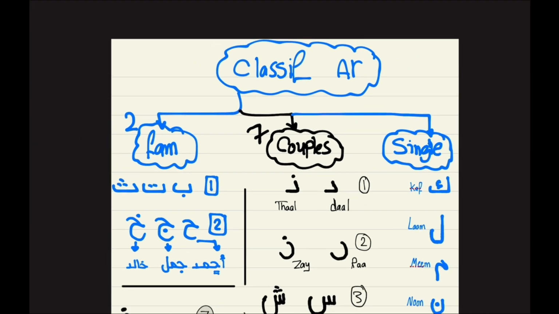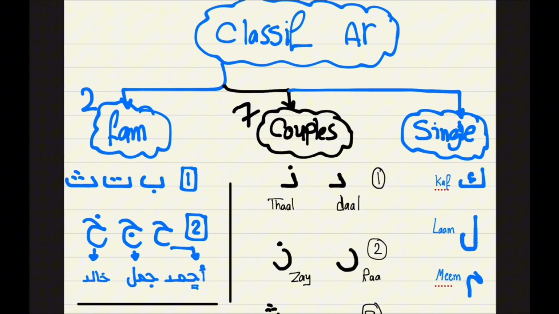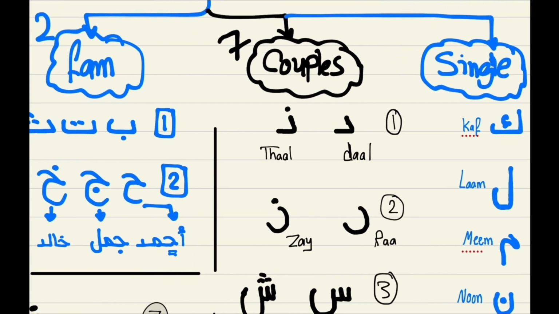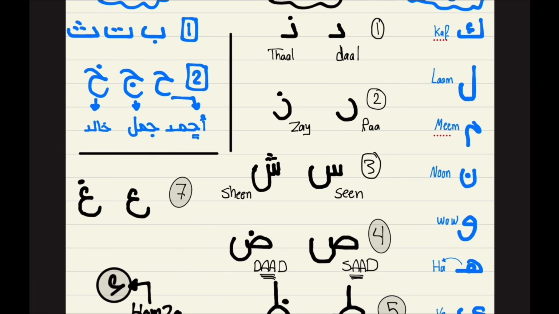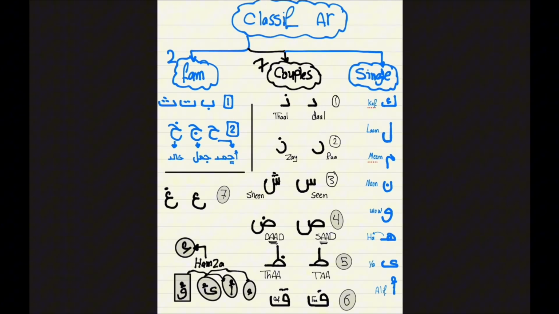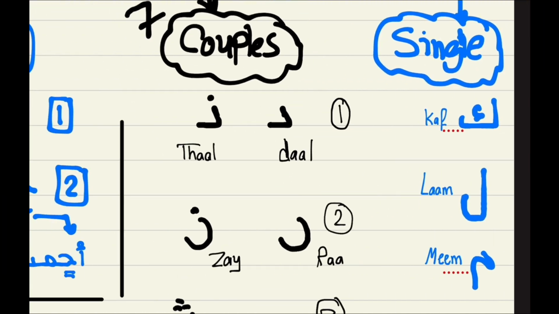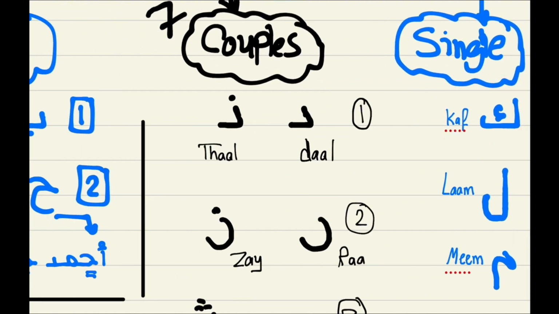As you can see here, you can classify the Arabic alphabets in general in this way. You have two families. They have this shape here. This is the first family, and the second family looks like this. And then you have these couples. This is the first couple, the second couple. They have things in common. So this is how couples look like in Arabic. And then you have single letters, letters that don't have any similarity with other letters. That's why we call them single letters. They don't have anything to match with other letters.